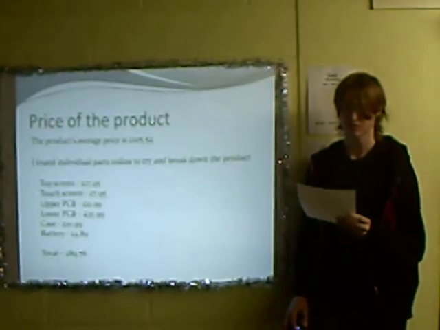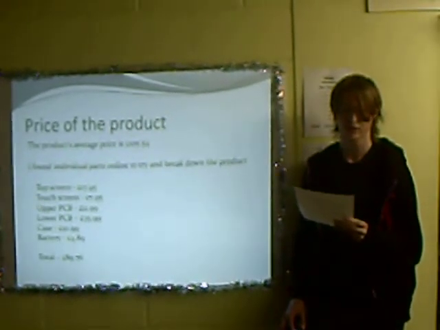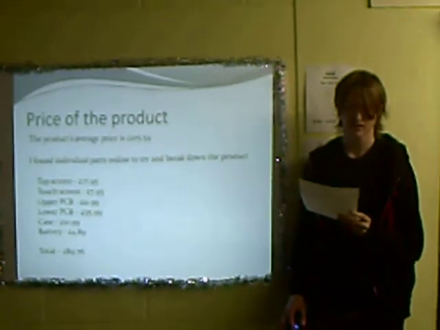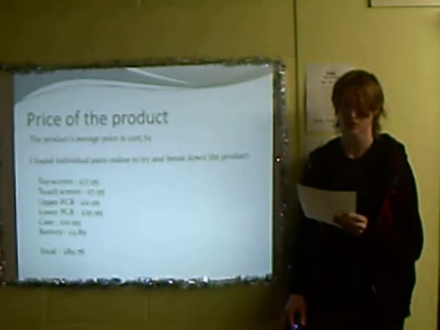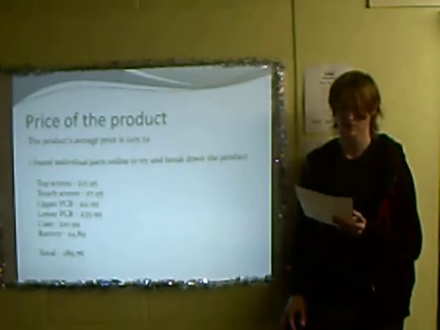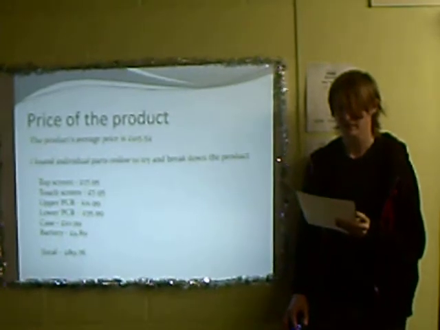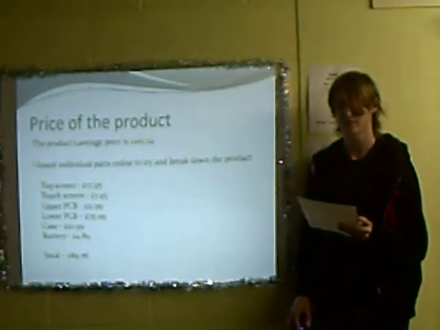I researched the price of the product and found that it costs, on average, £105.54. I researched into how much individual parts cost and found that altogether the parts only cost £89.76. I found that roughly £15.78 is to cover the overheads and profits.